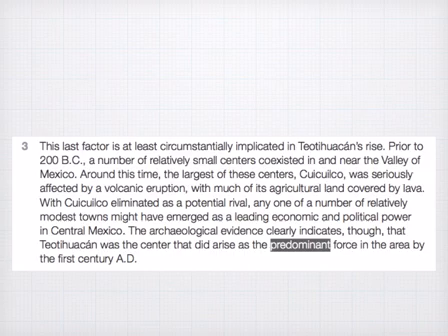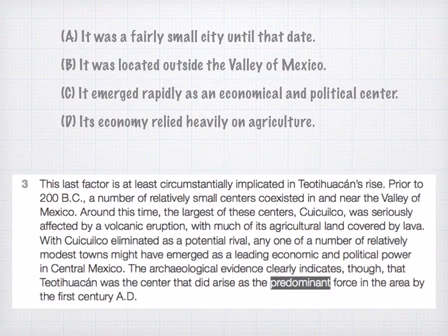So we've got this word agricultural here, which leads us to the point that the answer to the question is going to be centralized around these two or three sentences here. So if we go back and look at the answer choices with the paragraph, it was a fairly small city until that date.